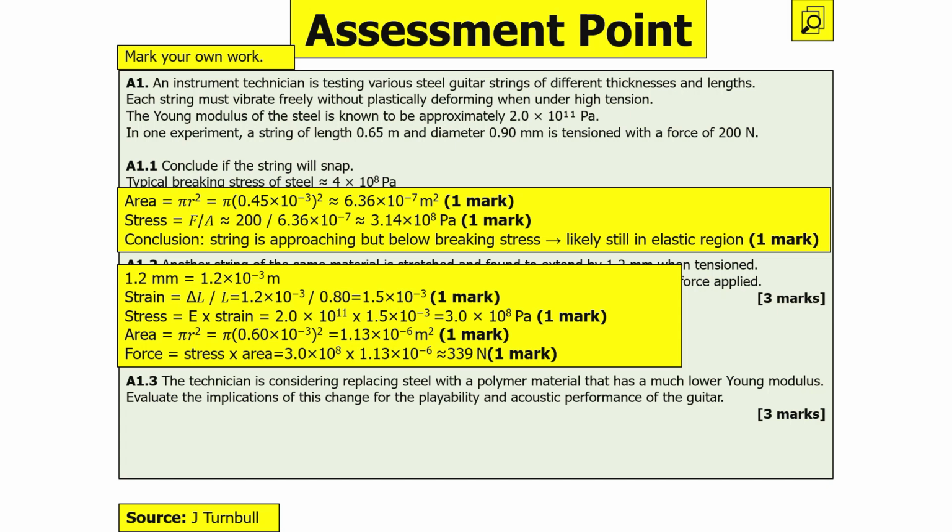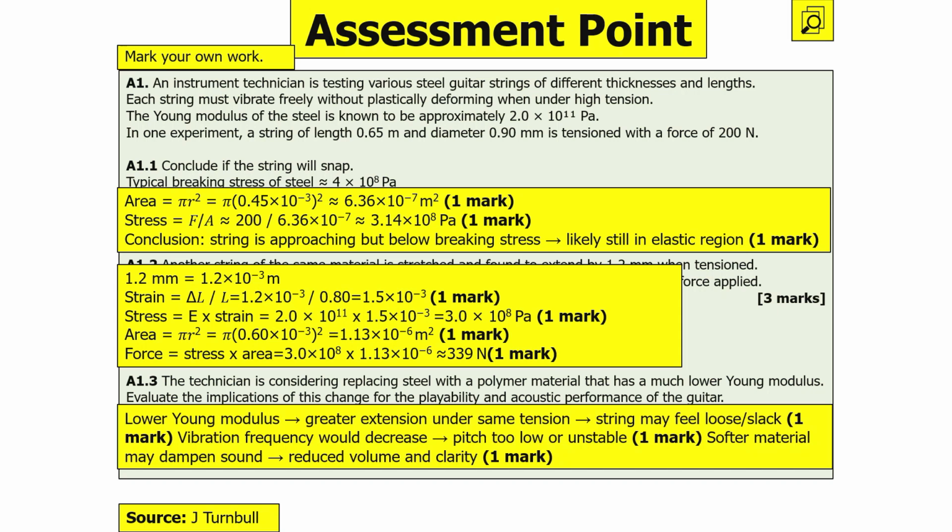The area, because we assume it's a circle, is pi r squared. Remember that we're going to be using the radius again in meters, so therefore we get 1.13 times 10 to the minus 6 meters squared. So force is stress times by area, so we get 339 newtons.